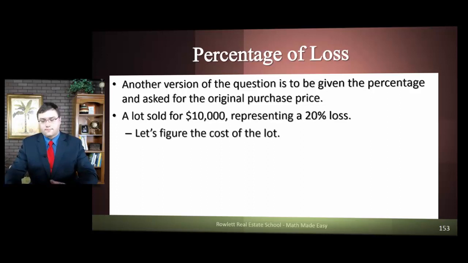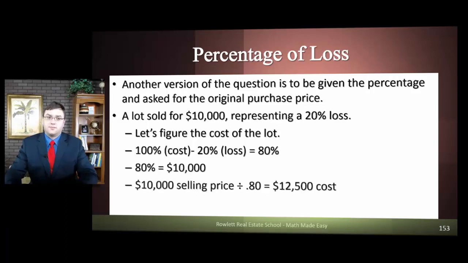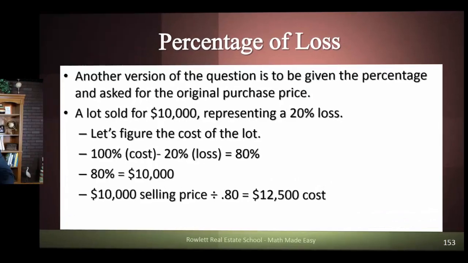So we have a 20% loss here. That means the sale price is going to be representative of 80% of the value that it was bought for. And then we still do simple division. So $10,000 divided by 0.80 or 0.8 gives us $12,500 as the original cost.